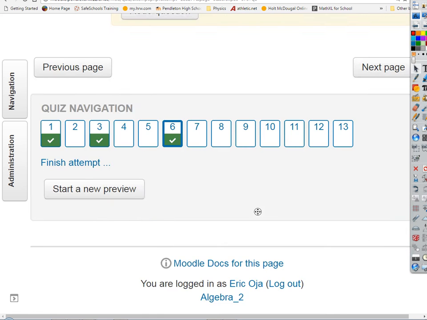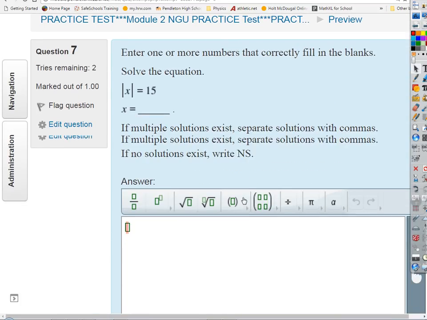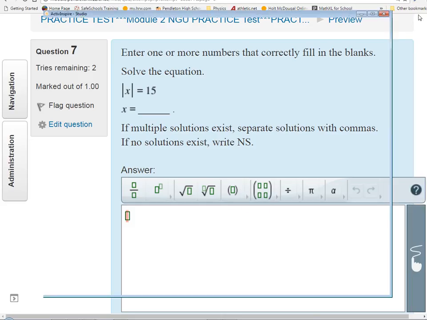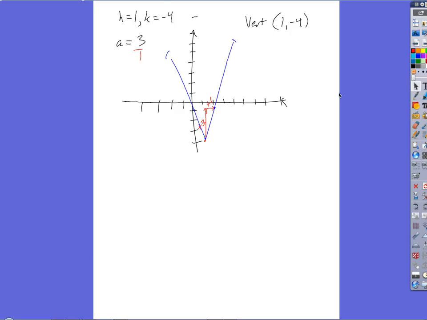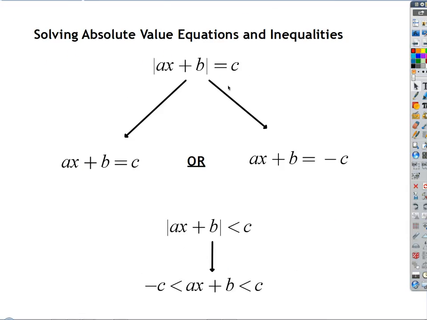So that's the first part of the test, which just deals with absolute value graphs. Now we move on to absolute value equations. I'm going to start you off with a really easy one. Now, we're shifting gears here. When we're solving an absolute value equation, you want to refer back to this page, and all this stuff, by the way, let me show you where this is.